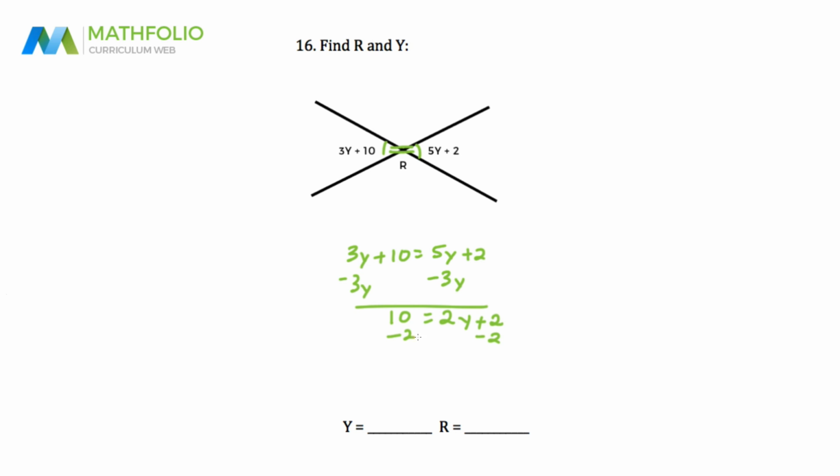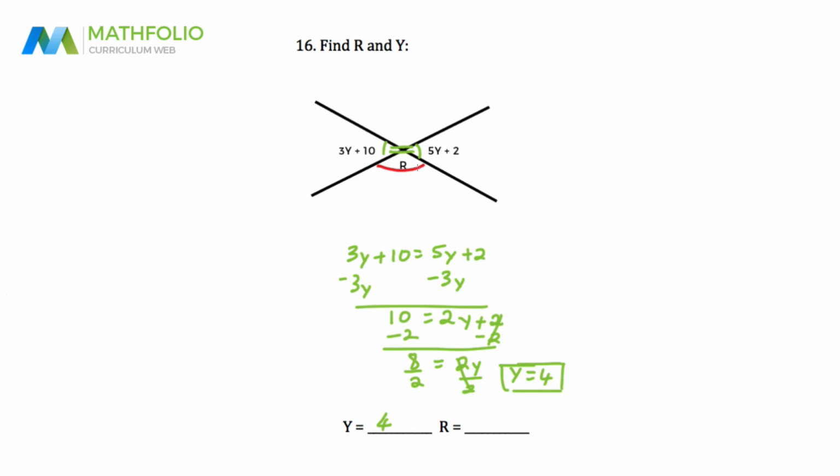Now it's a two-step equation. We just get rid of the 2. We've got 2y equals 8. Divide both sides by 2. We get y equals 4. So that's one of our answers. y equals 4. Now to find out what r is, well, r is supplementary.